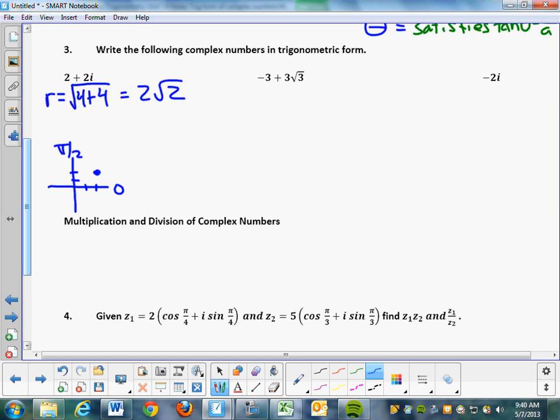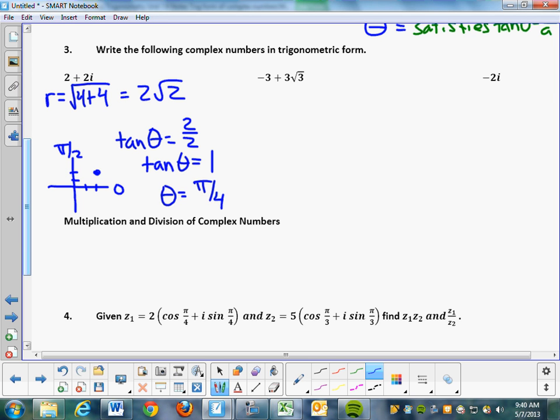And it must satisfy tangent of theta equals b over a. What is b? 2. What's a? 2. So you have 2 over 2, which is 1. So tangent of theta has to be equal to 1. Where is tangent of theta equal to 1? 45 degrees, so in the first quadrant, theta would be pi over 4. Very good. Remember we just took a test on solving equations? This would be like the easiest question on your test if you had to do it. Okay. So there we have theta is equal to pi over 4.